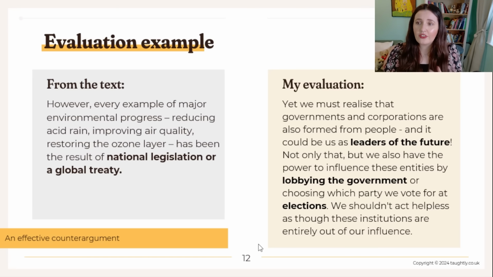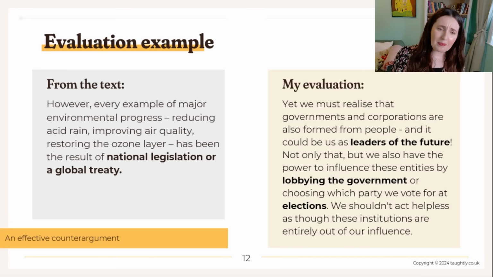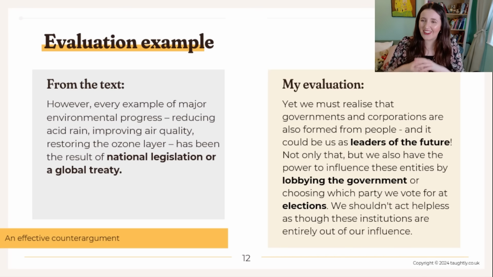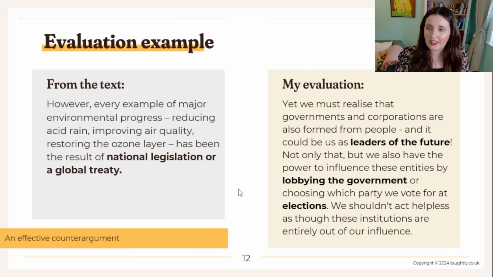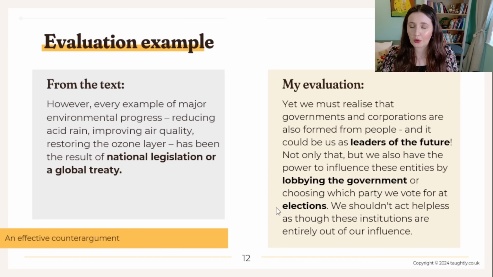So okay, yeah, all of these big changes have come from governments, cool. Who do you think the government is? It's people. Who do you think the people that go to school are? They're people, right? So it's not like the government is this strange organisation of which we have no influence over. Actually, we could become politicians as students, as leaders of the future, and we can influence our government by lobbying them, sending letters, complaints, protests and so on. And ultimately, we also choose who we elect. So we can elect people who will put these legislations in place for the environment.